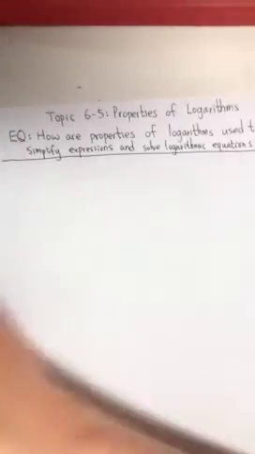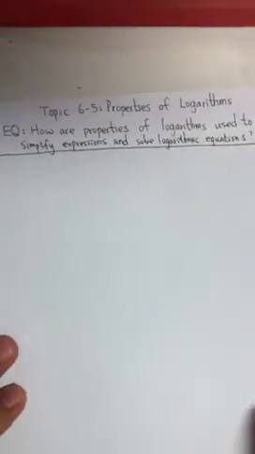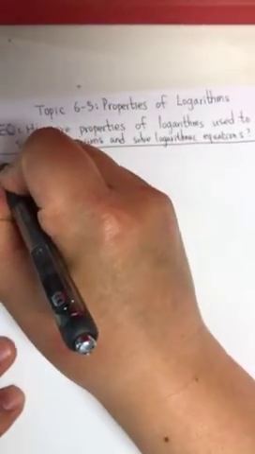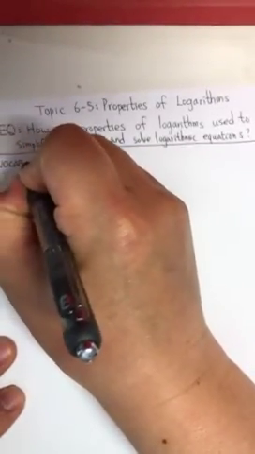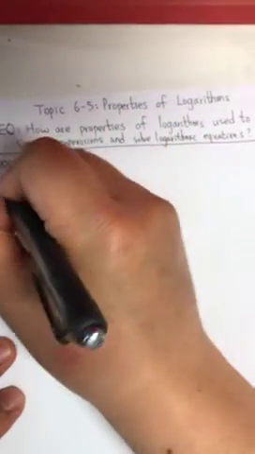And first, I would like to go over the vocabulary. What's the vocabulary for these sections? It's going to be one simple one, which is change of base.